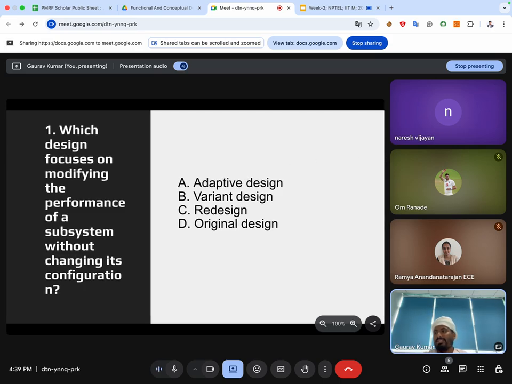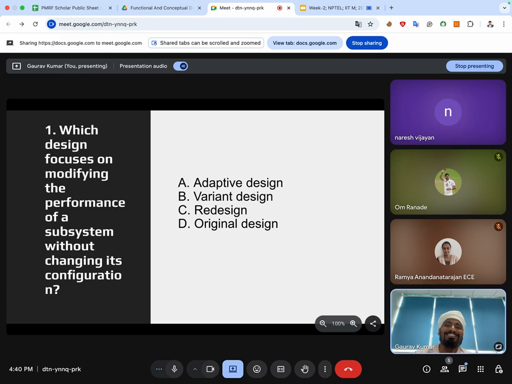As you can see on your screen, our first question is: which design focuses on modifying the performance of subsystems without changing its configurations? Can you answer it? First, Adapt. Okay, option B. Naresh, you are saying something, please go ahead. Yeah, A.